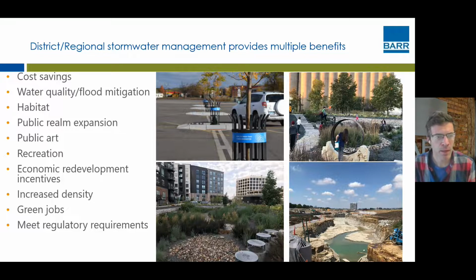The economic incentives that I mentioned already, and through removing the burden of stormwater from a particular site, an individual development can have increased density on that site. This also opens up opportunities for the operations and maintenance for green jobs, and of course, as we always need to do, we need to meet regulatory requirements, and these systems can do that.